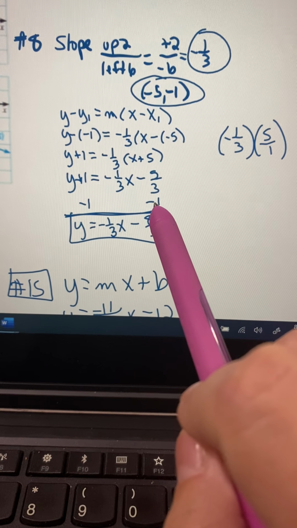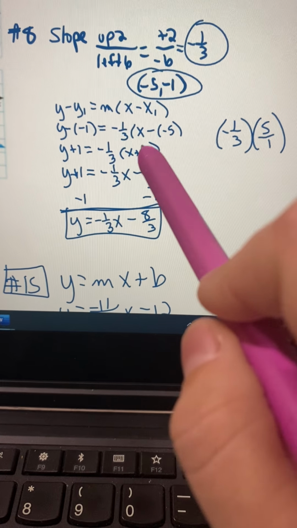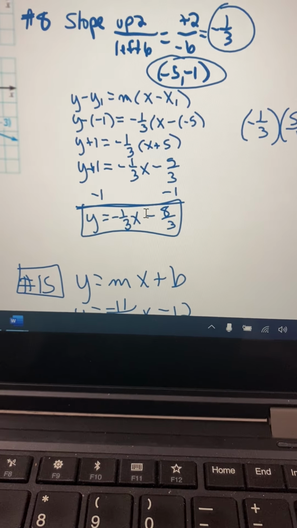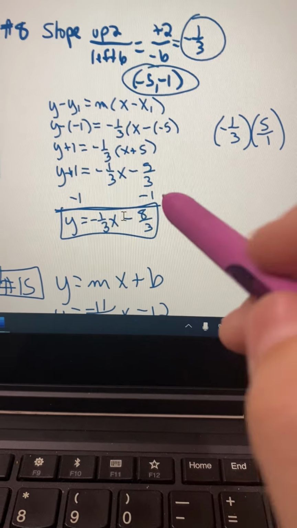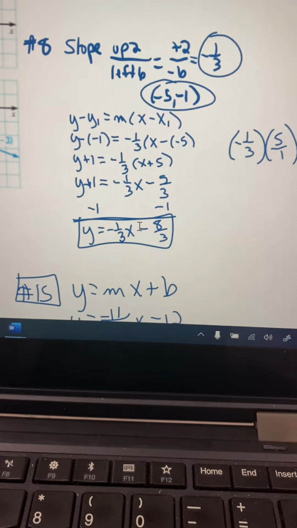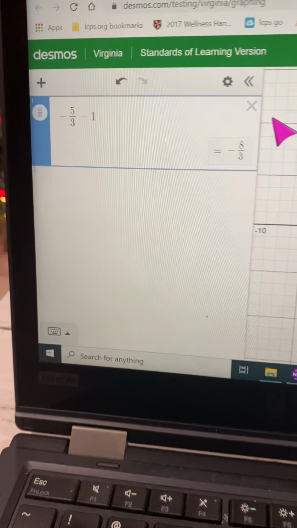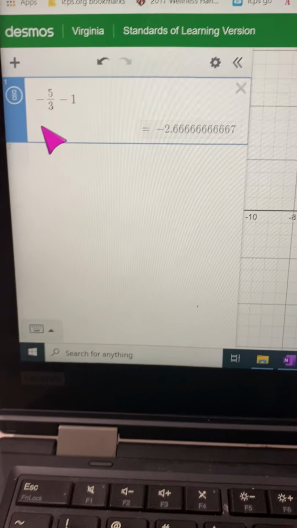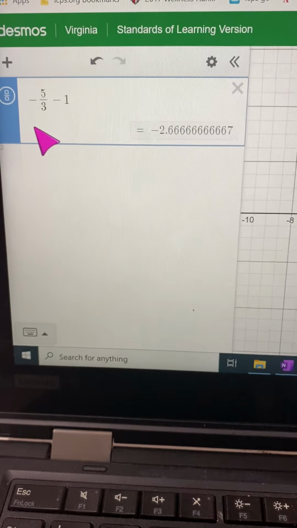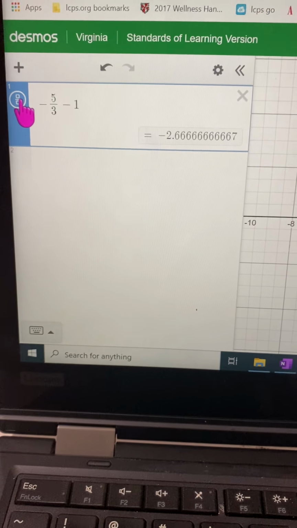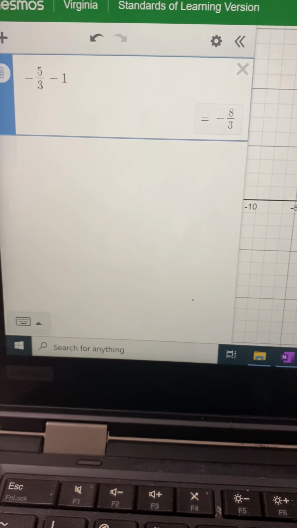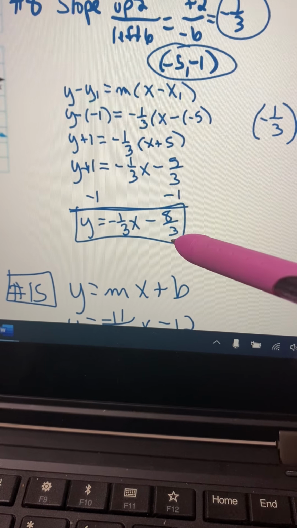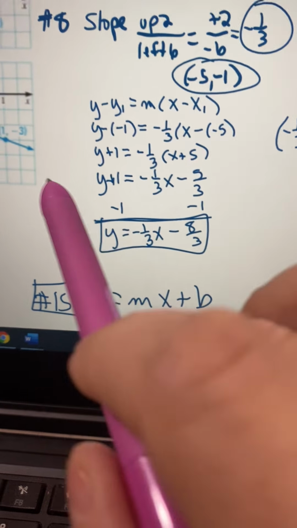When I subtract 1 on both sides, this is where I would ask Desmos for some help, because when you add fractions or subtract them, you have to have a same denominator. So what I'm going to do on Desmos is negative 5/3 minus 1. So let me flip to Desmos real quickly. When I plug in negative 5/3 minus 1, typically when you first put this in here, you'll get this big long decimal. This little blue button here, if you click it, it will change it to a fraction for you, which is what we want. So negative 5/3 minus 1 gives me negative 8/3. So this is my equation of that line.